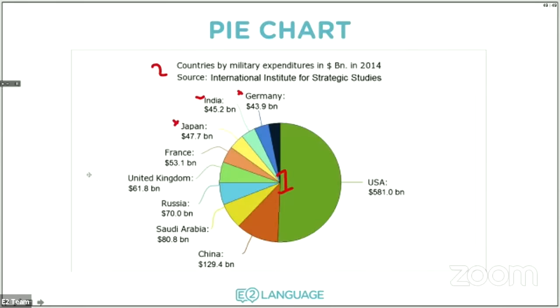This pie chart represents how much money countries spend on their military in billions of dollars in 2014, including countries such as Germany, India, and Japan. The USA spends the most money on its military at nearly $600 billion. This is followed by China and then closely followed by Saudi Arabia. Germany, India, and Japan spend the least on their military at around $45 billion each.